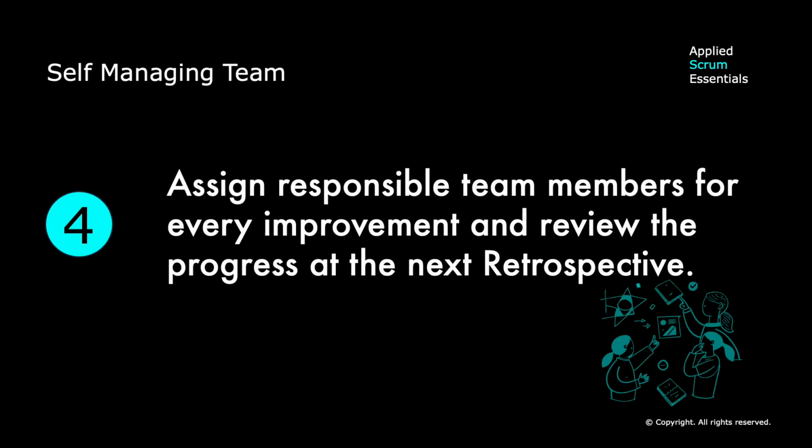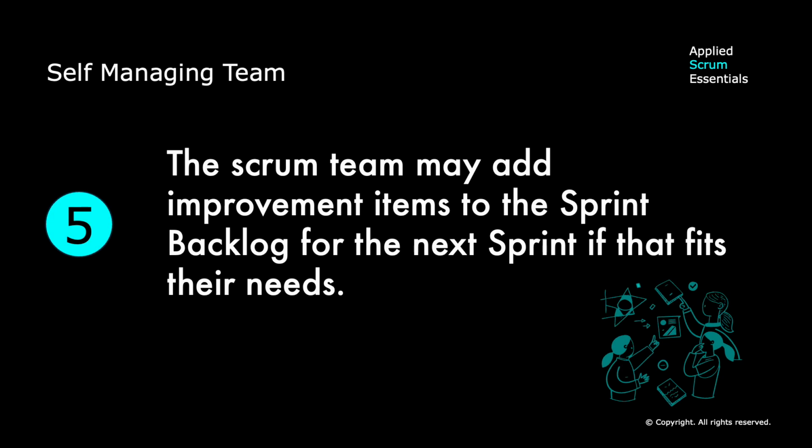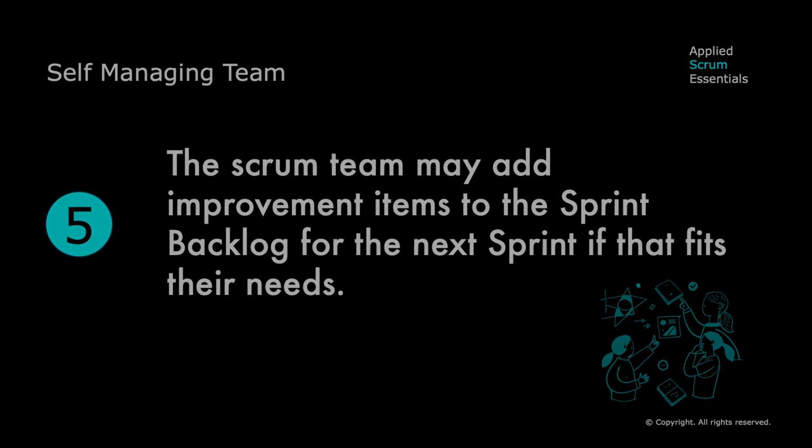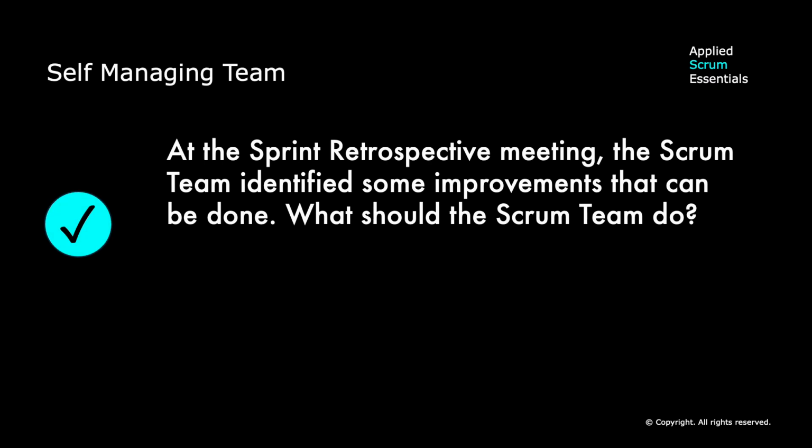Option 4. Assign responsible team members for every improvement and review the progress at the next retrospective. Option 5. The Scrum team may add improvement items to the sprint backlog for the next sprint if that fits their needs. The correct answer is option 5.